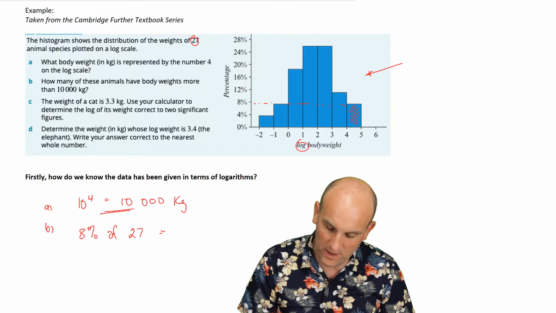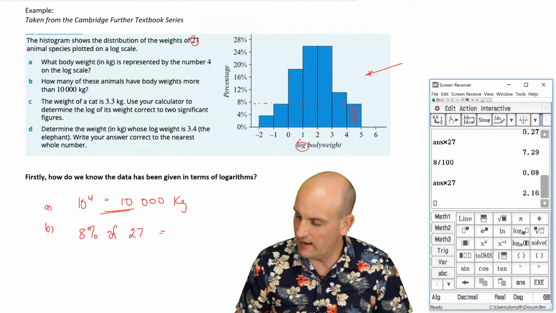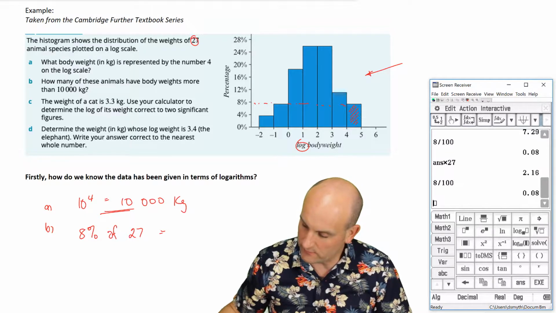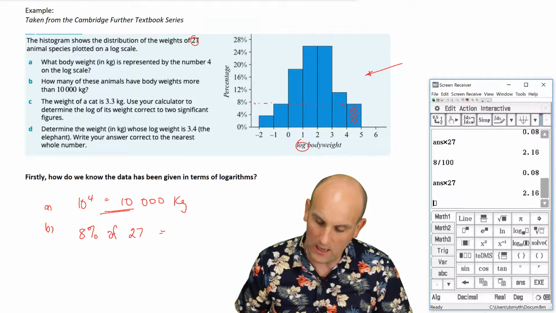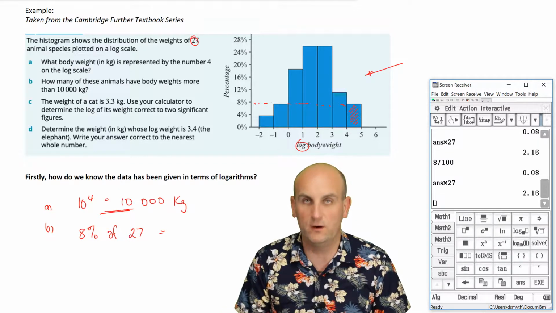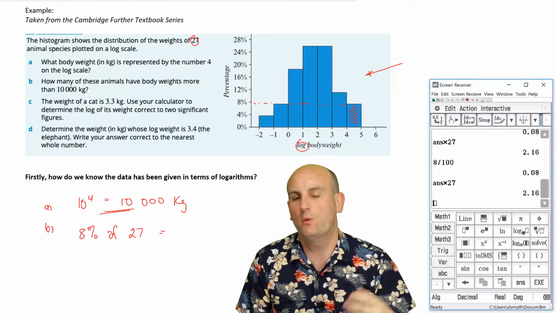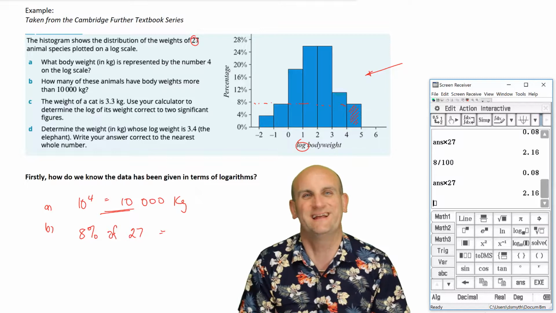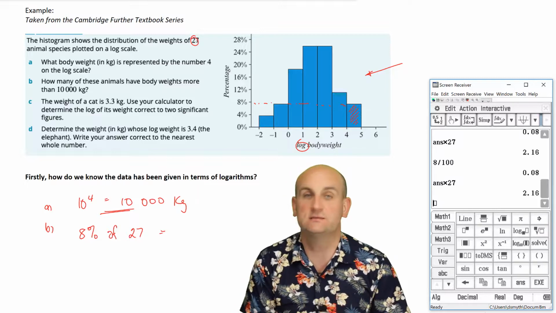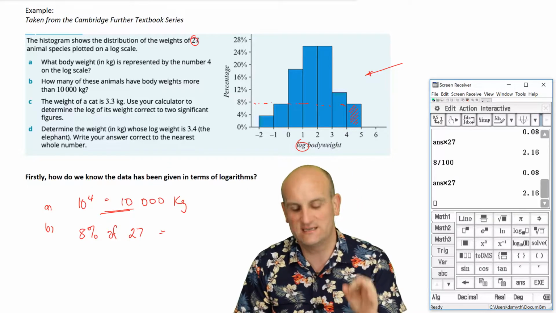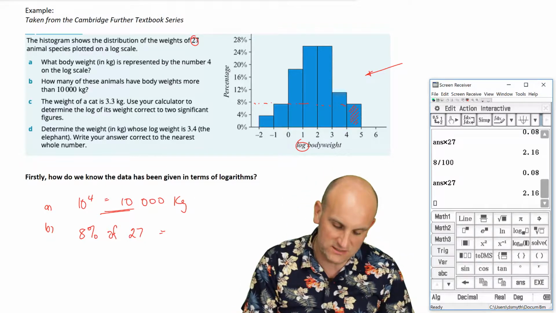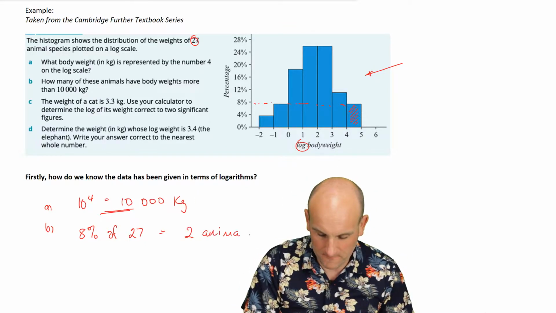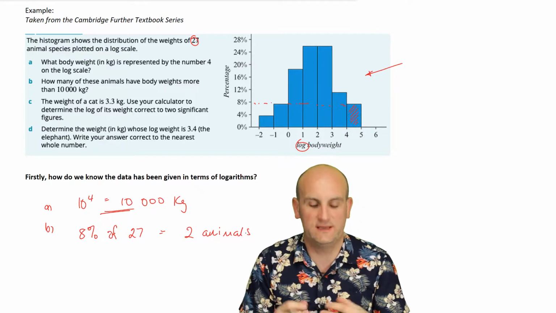How do we do that? Fire up my CAS calculator, and we're going to do 8 divided by 100, and times that by 27, and out comes 2.16. Well, we're not going to have 0.16 of an animal. That's probably a tusk or a trunk or something, and that's probably not necessarily a good thing. So we're going to round that to make it a sensible value, and I would suggest we have 2 animals. See, all we're doing is being able to read the scale.